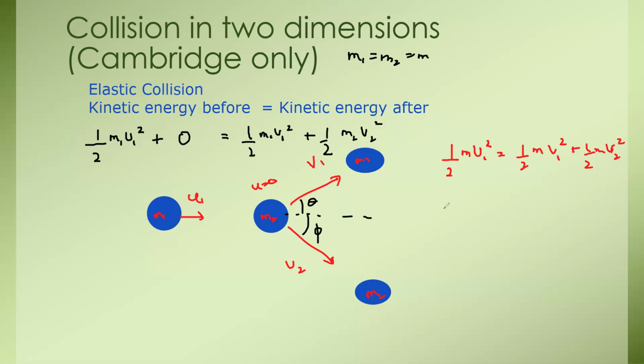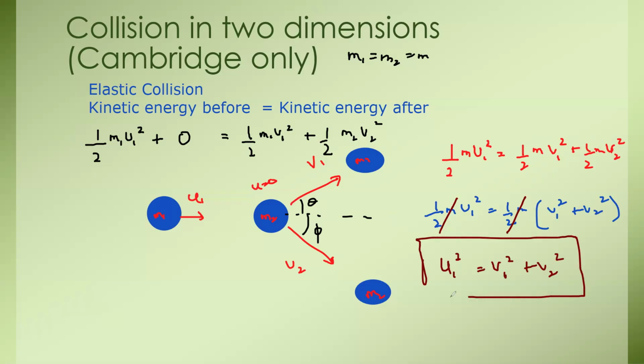If I take half m common, it will be half m u1 square is equal to half m (v1 square plus v2 square). So half m I took common from the right hand side. Now half m is common, so this half m can cancel out with half m. So u1 square is equal to v1 square plus v2 square.